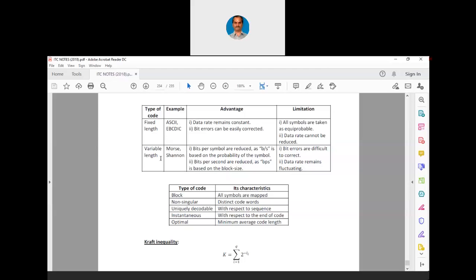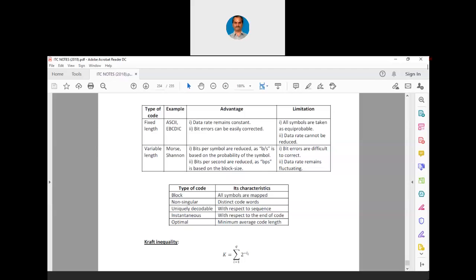Whereas with variable length coding, such as Morse coding and Shannon coding, here bits per symbol are reduced, as bits per symbol is based on the probability of the symbol. And another advantage, bits per second are also reduced. Here the first thing is bits per symbol are reduced. I have purposely written B/S to differentiate from BPS. B/S means the number of bits utilized for each symbol. They are going to be reduced because they are dependent on the probability, or inversely proportional to the probability.